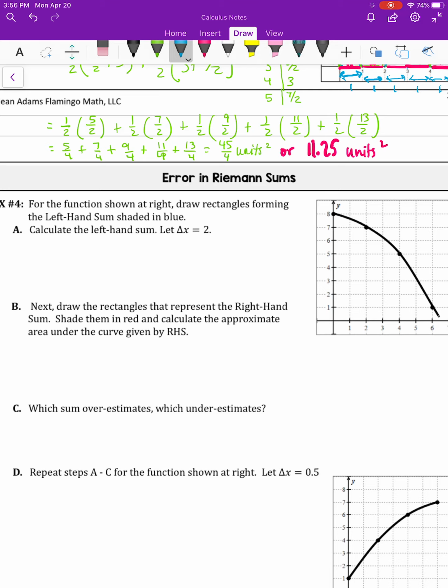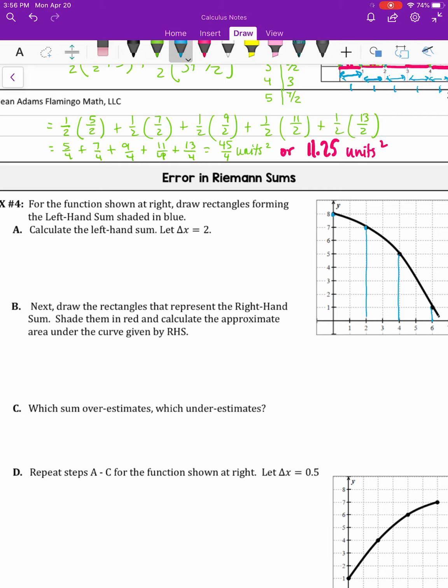All right, so error in Riemann sum. For the function shown at the right, draw rectangles forming the left-hand sum shaded in blue. Calculate the left-hand sum. Let delta x equal 2. Okay, so I'm going to get my blue pen out, and we are going to do an LRAM.